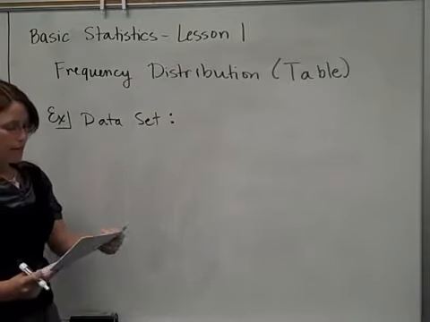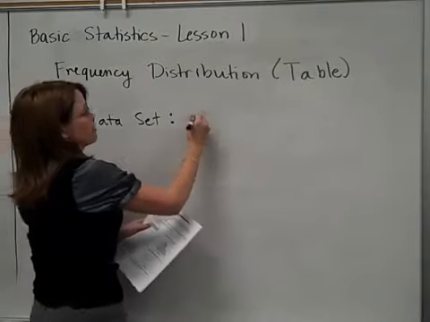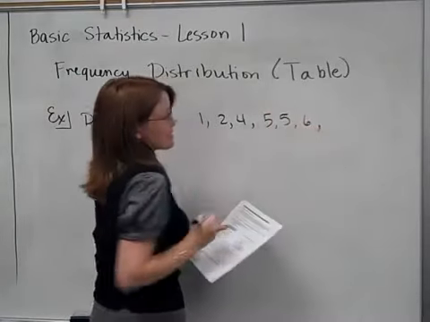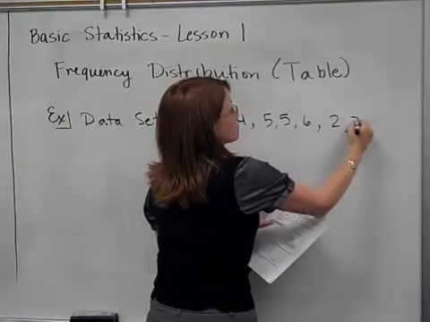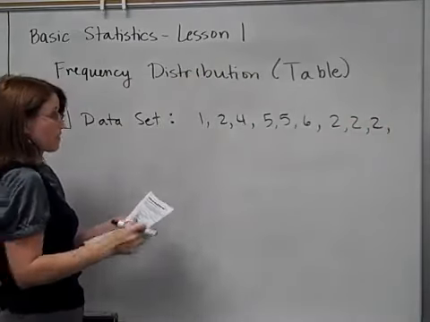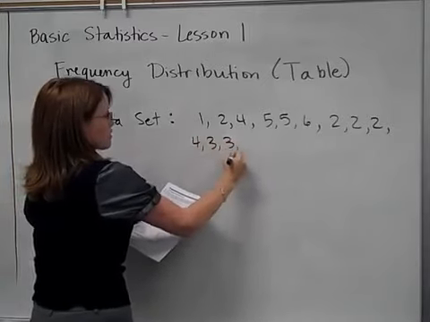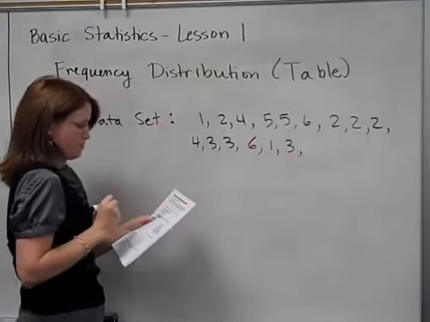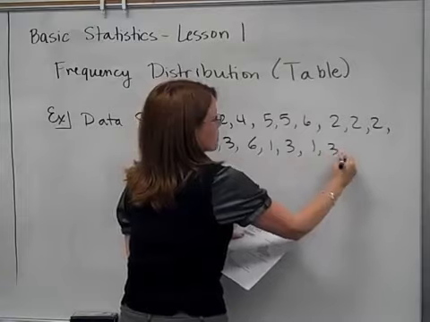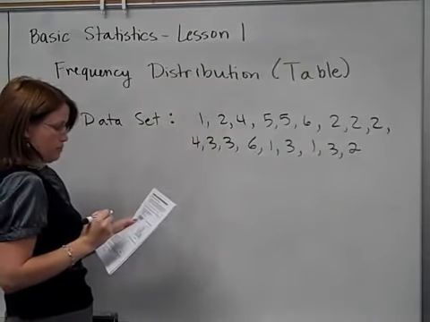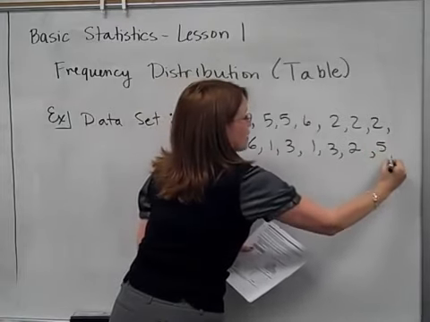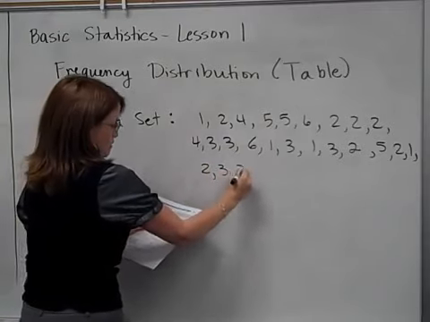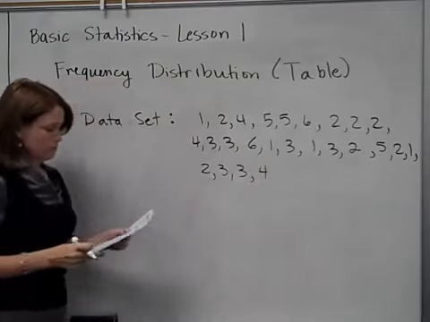So I'm going to make a data set, and it's going to have the following random numbers: 1, 2, 4, 5, 5, 6, 2, 2, 2, 4, 3, 3, 6, 1, 3, 1, 3, 2, 5, 2, 1, 2, 3, 3, and 4.